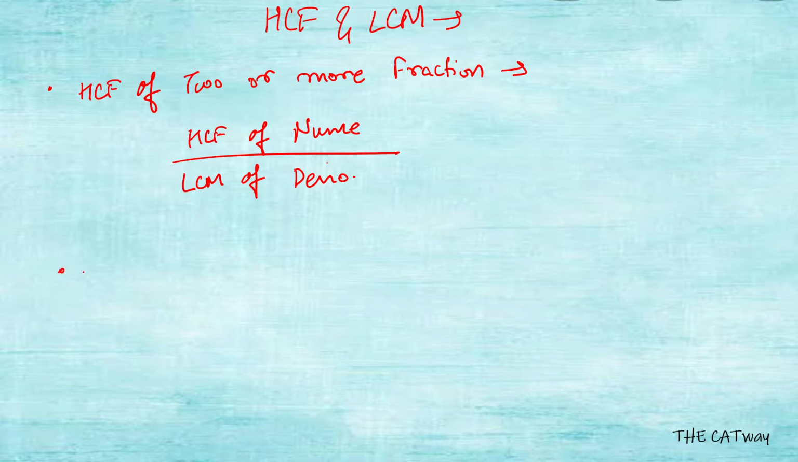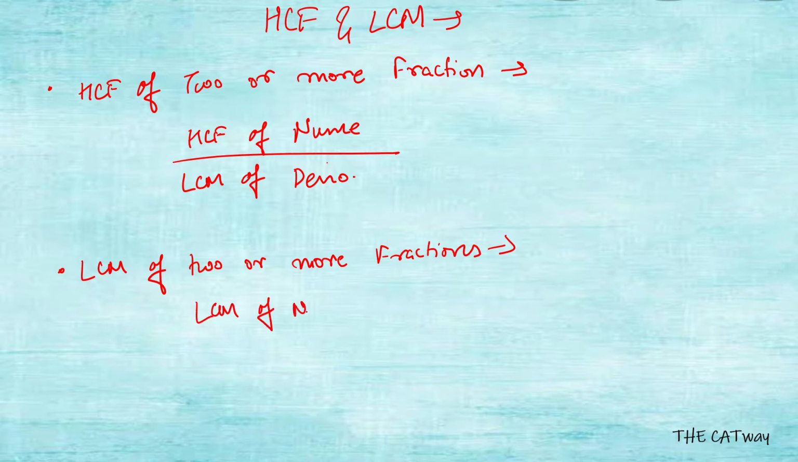Now let's say you have to find the LCM of two or more fractions. In this case, you take the LCM of the numerators and divide it by the HCF of the denominators. Okay, so a very simple procedure.